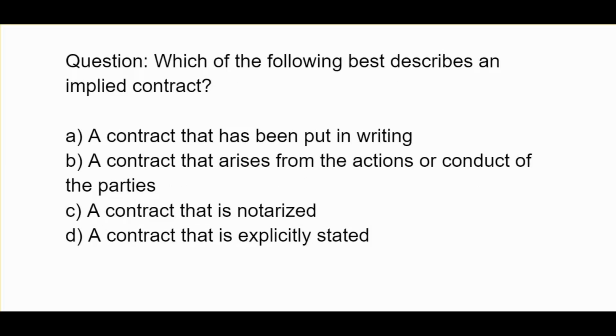Which of the following best describes an implied contract? A, a contract that has been put in writing. B, a contract that arises from the actions or conduct of the parties. C, a contract that is notarized. D, a contract that is explicitly stated.